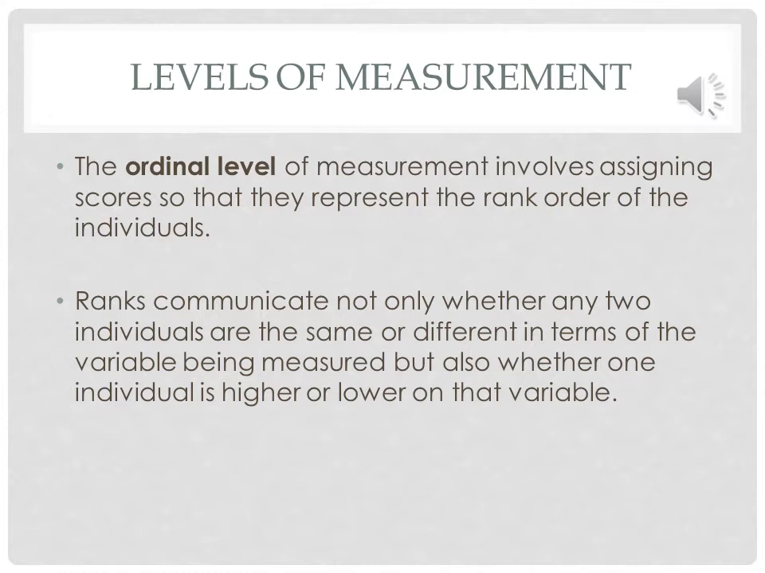So the next level of measurement is the ordinal level of measurement. The ordinal level of measurement involves assigning scores so that they represent the rank order of the individuals. Ranks communicate not only whether any two individuals are the same or different in terms of the variable being measured, but also whether one individual is higher or lower on that variable. This level of measurement depicts some ordered relationship among the variable's observations.